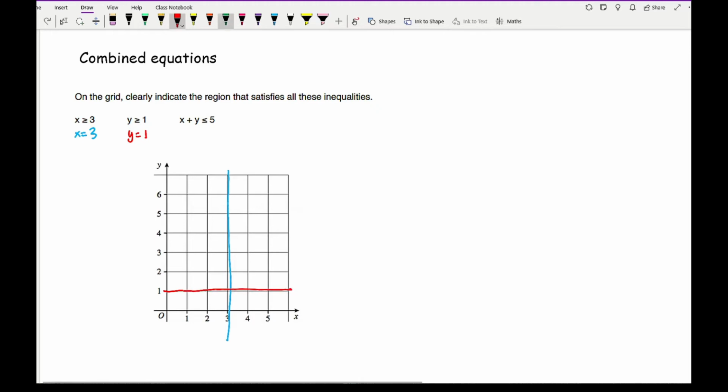And then finally, for the last one, I need to plot x plus y equals 5. Now, with these types of equations, you could make y the subject, so I could then go on to plot 5 minus x. Alternatively, I could try to find two values that add up to 5. Using the numbers on the y and the x scale, I just need to find two numbers that add together to equal 5. So for example, if x equals 2, then y must equal 3. So one coordinate is going to be 2, 3.